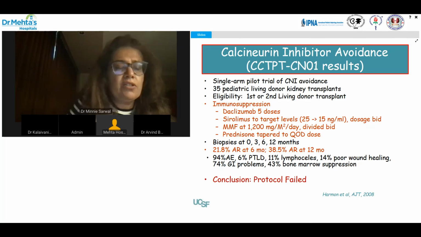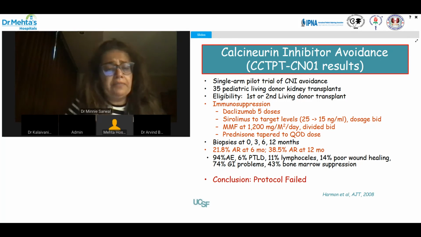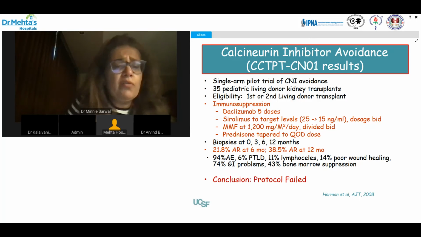So the trial was to basically give no calcineurin inhibitors whatsoever, and to see if you could do this with just mTOR and MMF. There were multiple biopsies done, and essentially the protocol failed because there was a very high rate of acute rejection. There was a 6% PTLD. There were a lot of complications, and so this was really in children, we basically do not believe that we should be doing a transplant without exposure to some form of CNI agent.